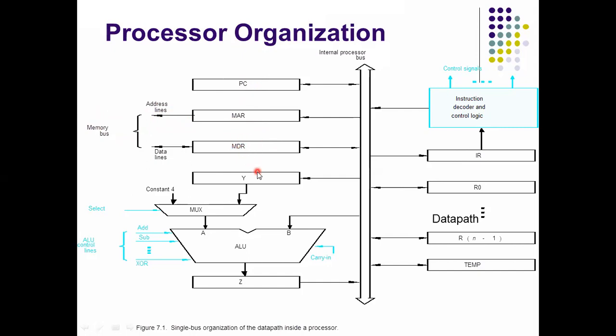Here we are taking some general register, that will be Y. Here, constant 4. This is the MUX, meaning multiplexer. What is a multiplexer? Multiplexer means many to one. That means a 2 by 1 multiplexer, 4 by 1 multiplexer, 8 by 1 multiplexer we are using.